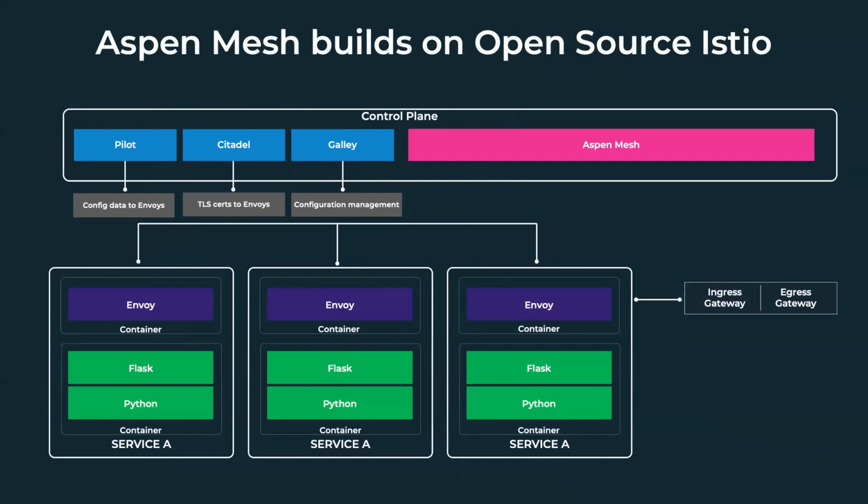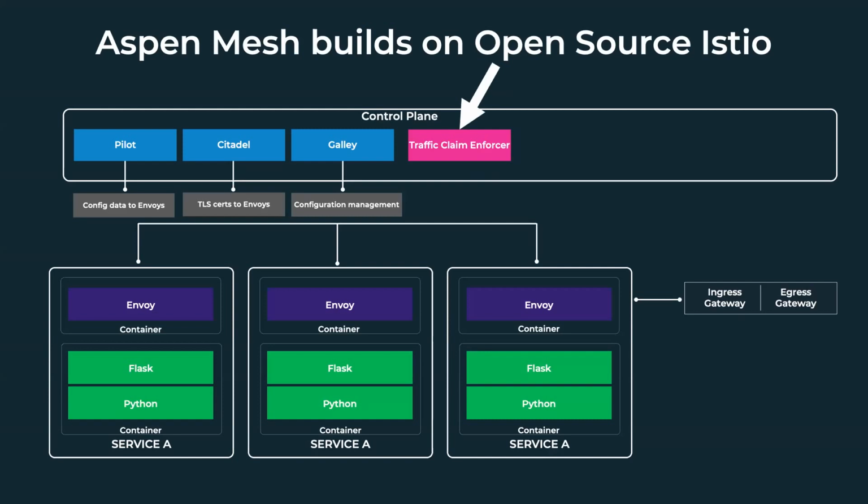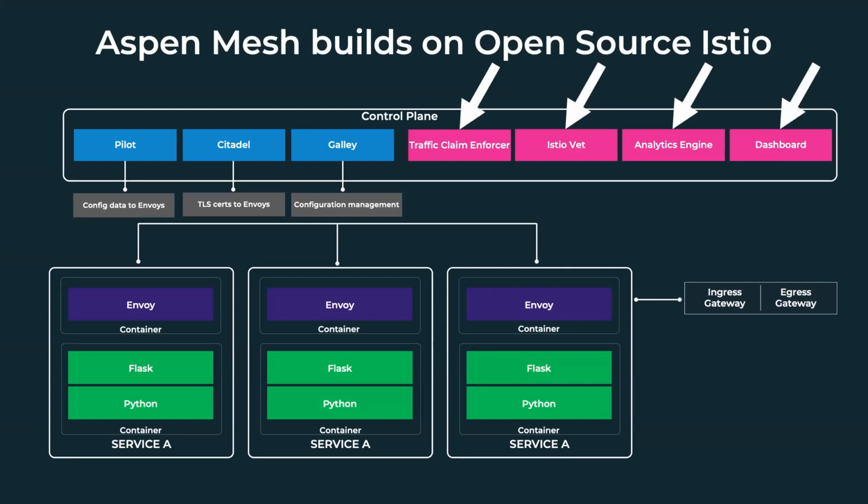Aspen Mesh starts with the most recent Istio release and then adds powerful features around observability, policy management, analytics, and security. Installing Aspen Mesh in your cluster adds new elements on top of open source Istio that include Traffic Claim Enforcer for fine-grained role-based access control, Istio Vet to identify and recommend fixes for any configuration errors, the Aspen Mesh Analytics Engine, which points to things that increase the risk of application failure or performance degradation based on metrics and tracing data gathered from your cluster, and the Aspen Mesh Dashboard that provides a powerful UI, making it easy to configure and monitor your service mesh.